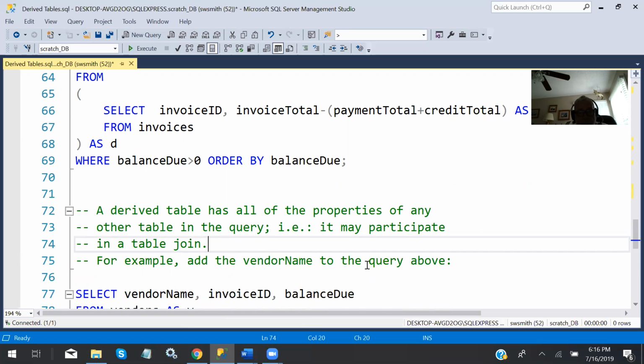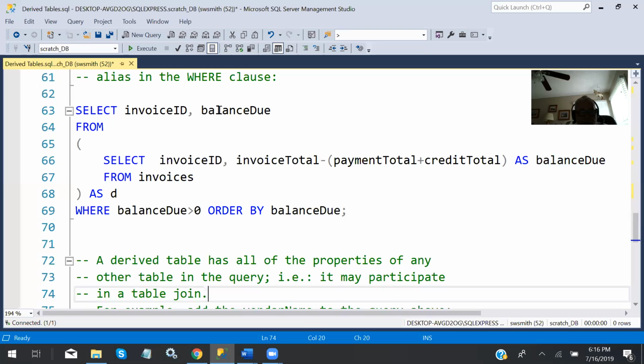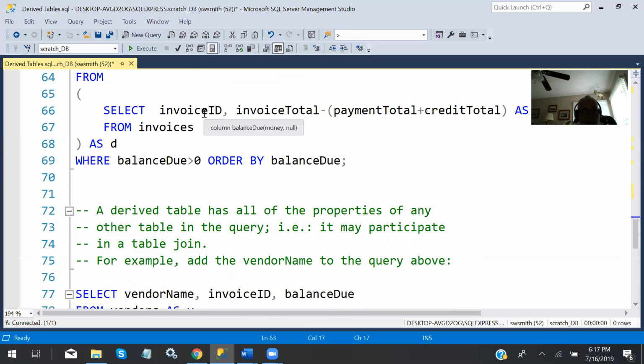For example, I'm going to add the vendor name to this query up here. Now, anytime I'm taking stuff from two different tables, so I'm taking stuff from the invoices table and I'm taking stuff from the vendors table, I'm stuck with a table join. There's really no good way to select the vendor name and the associated invoices. The only way to do that is a table join. If you want unmatched ones, then you want an outer join. Most of the time it'll be an inner join because most of the time you want them matched.